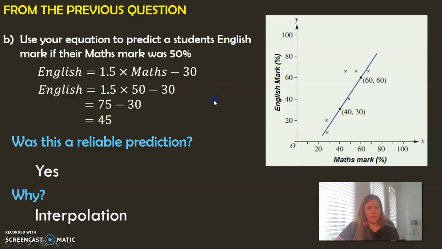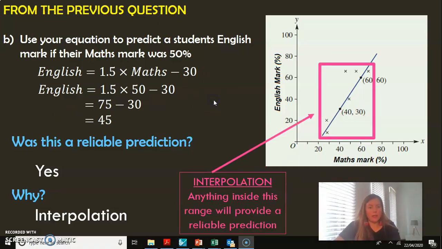Let's have a look further up here. Any prediction that is made within this area here where our data lies is going to be reliable because we have data to support it. So if I asked in English, what's my English mark if my maths mark is 30? Is that going to be a reliable prediction? Yeah, a maths mark of 30 is within my data range, so it is a reliable prediction, and we call that interpolation.